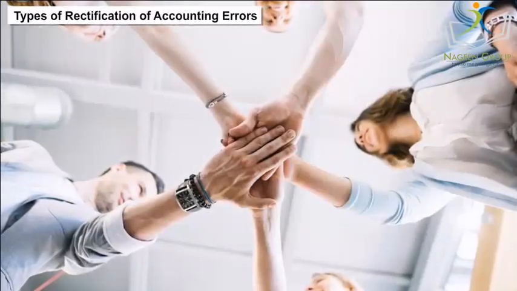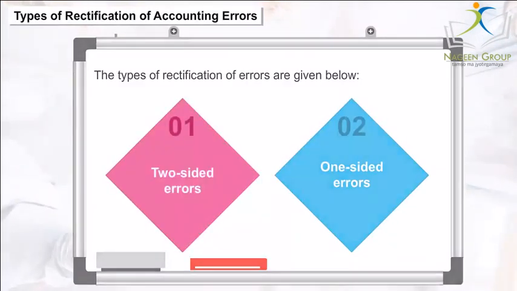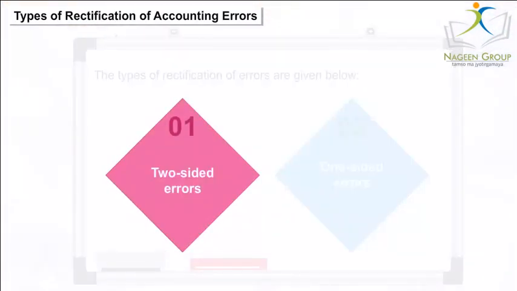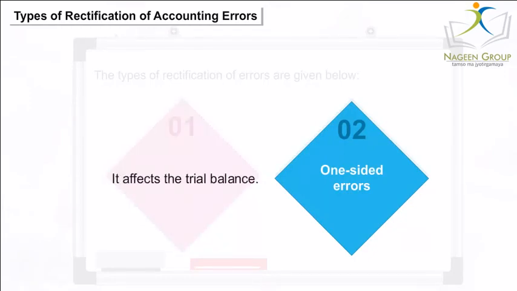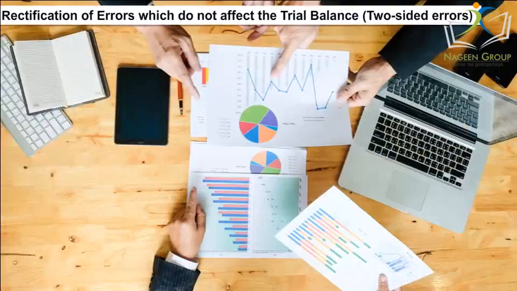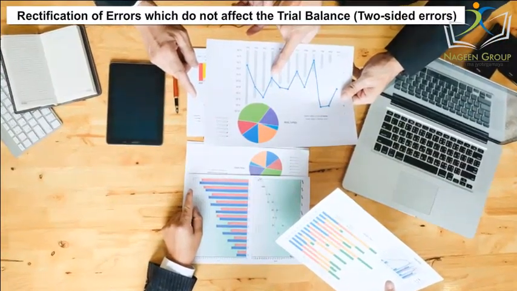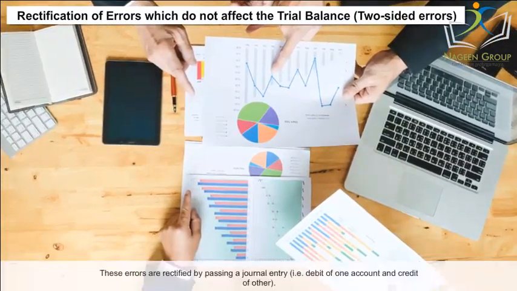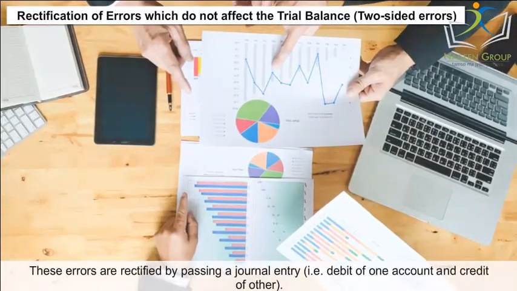Types of rectification of accounting errors. The types of rectification of errors are given below. 1. Two-sided errors. It does not affect the trial balance. 2. One-sided errors. It affects the trial balance. Rectification of errors which do not affect the trial balance. Two-sided errors. These types of errors affect two accounts simultaneously.